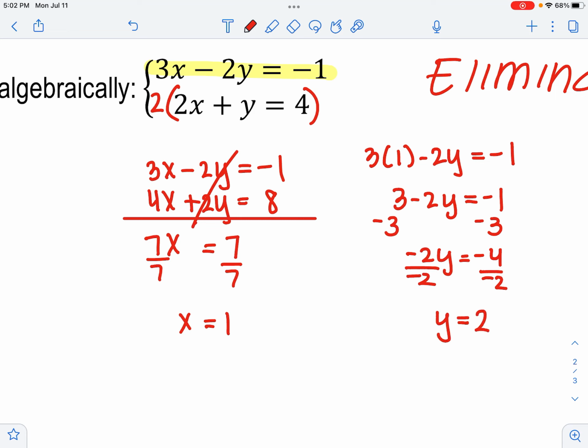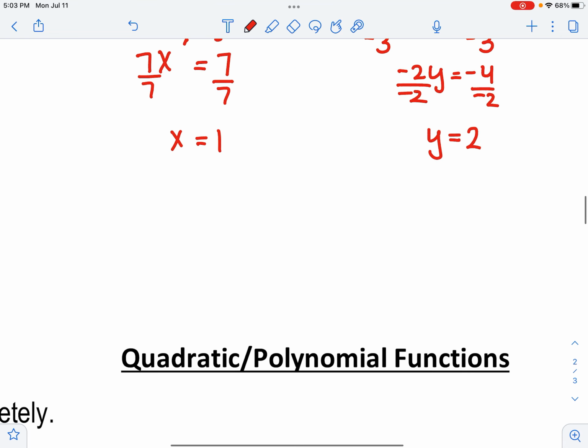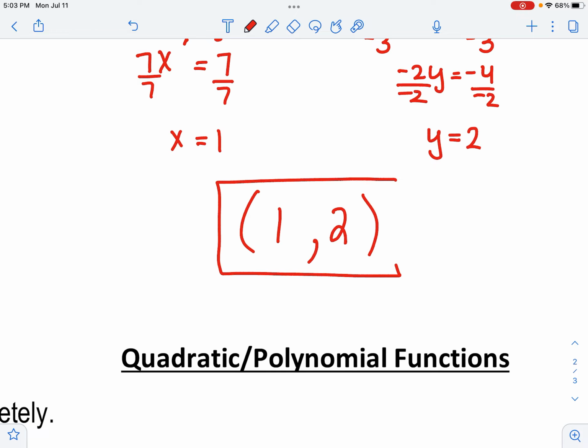You're almost done, but not done yet. Remember, when you're solving a linear system, you're finding the point of intersection. So we want to write our answer as an ordered pair, the point where they intersect: x, comma, y. Our x value is 1, our y value is 2. So our solution is the point (1, 2).